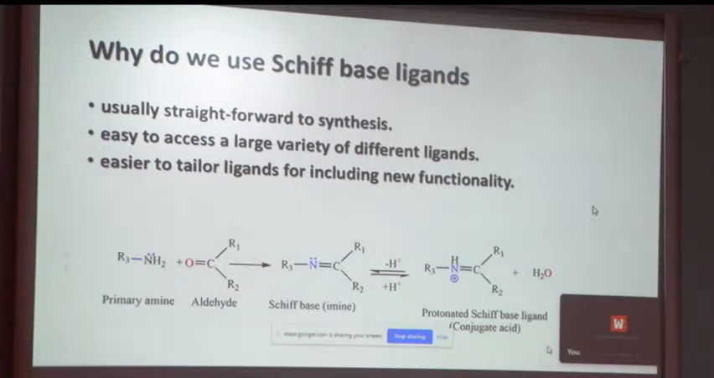And usually our approach is to prepare Schiff-base ligands. It is very easy to condense a primary amine and an aldehyde, making the condensation by the removal of water. If you see here, this kind of condensation is very easy. And it is easy to tailor the ligands. You can see here R1, R2, and R3. This R1 and R3 can be changed according to our interest. And just like in coordination chemistry, we call this varying the ligand fields.